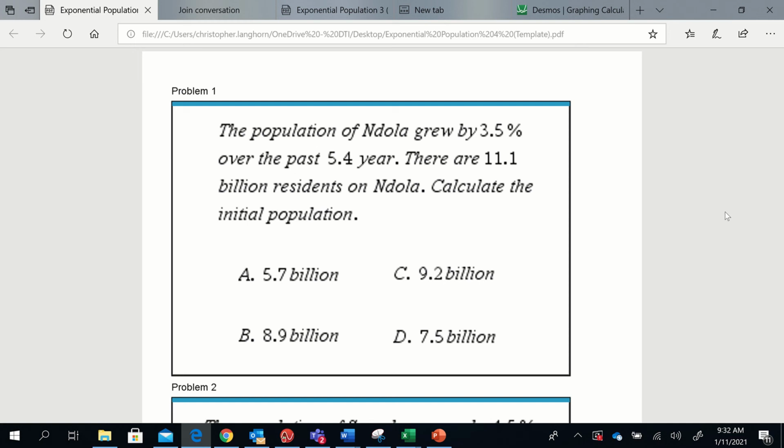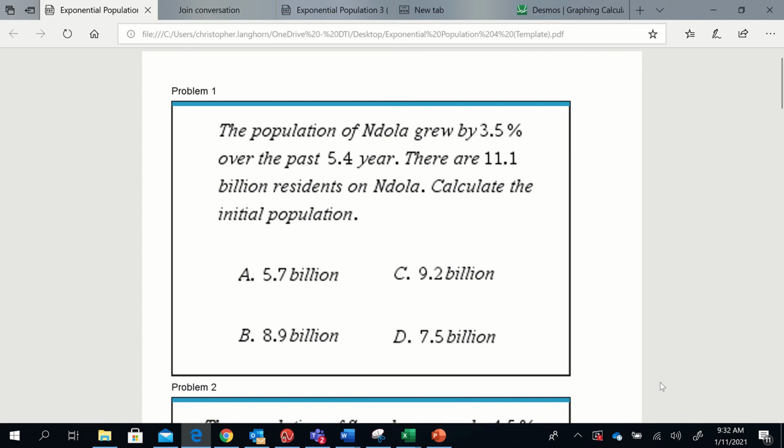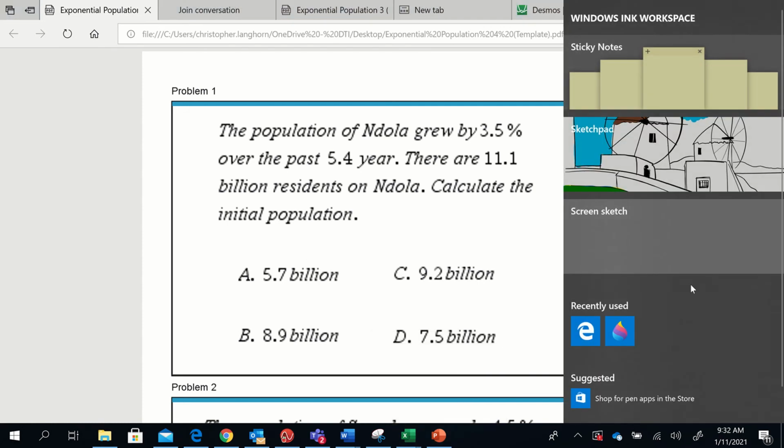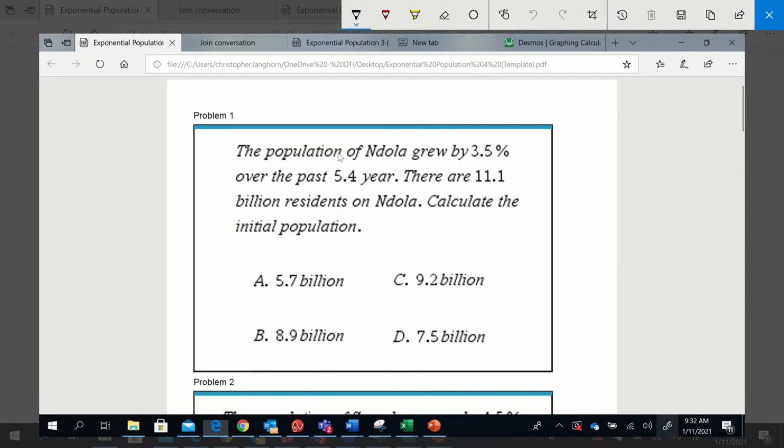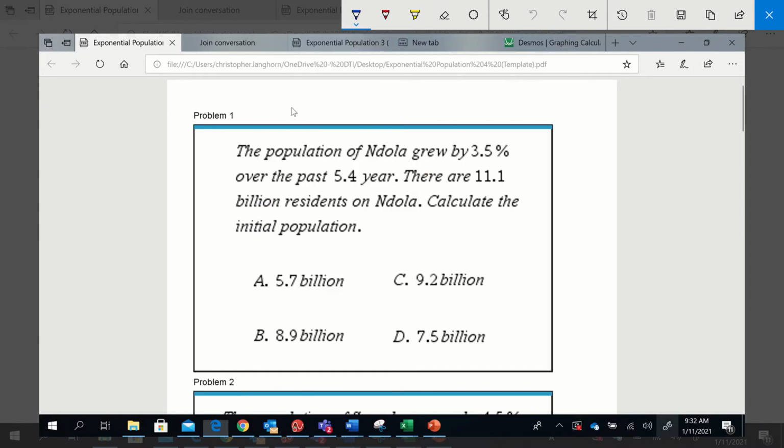This is exponential population 4, and this time we're trying to calculate the initial population. So we're going to use that formula. We know the formula goes with a starting point, and since we don't know our starting point, we're just going to call it x. So our starting point is going to be x, because we don't know it.